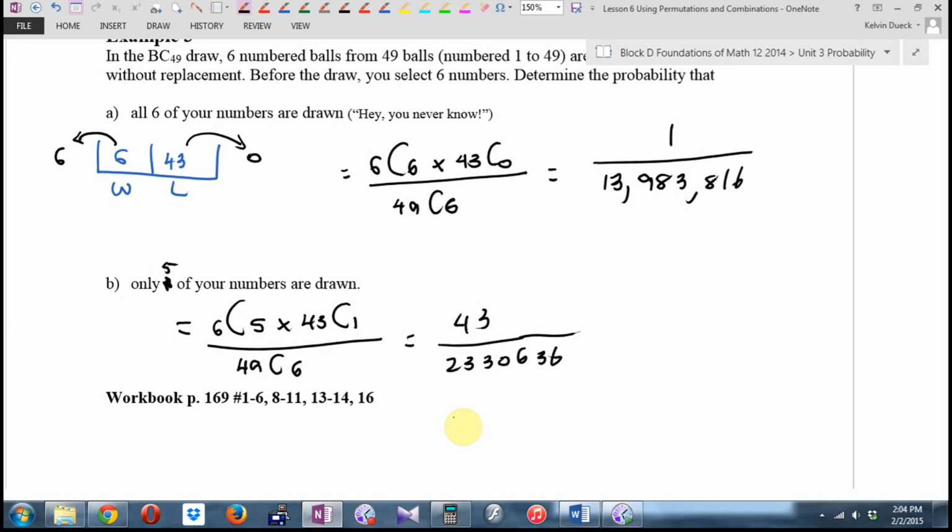No, the numbers all have to be different. Oh, they all have to be. Yeah, because they're picking from 49 different digits. They're picking 6 of the balls out. So it has to be 6 different digits.